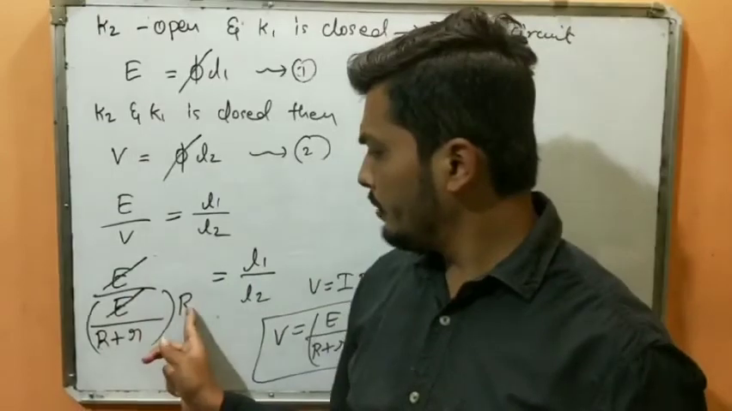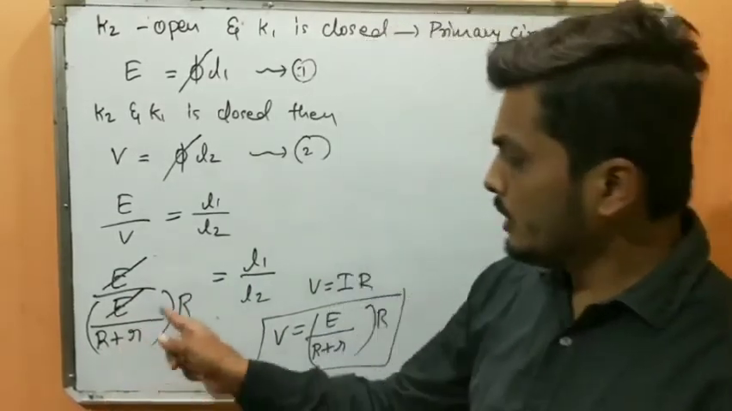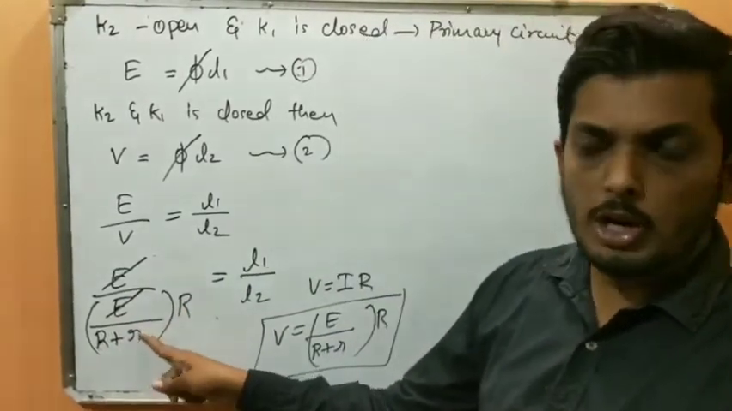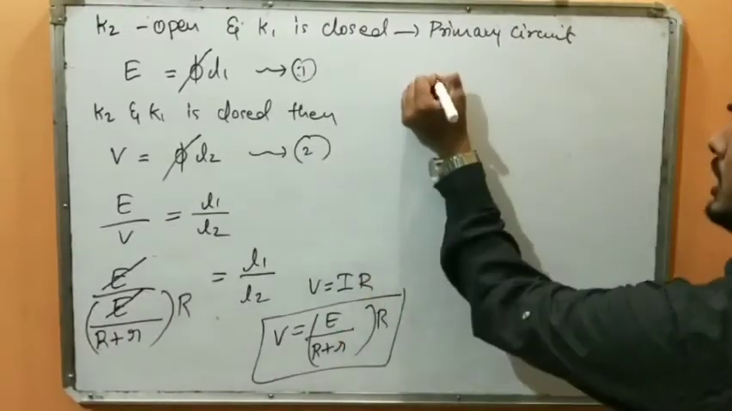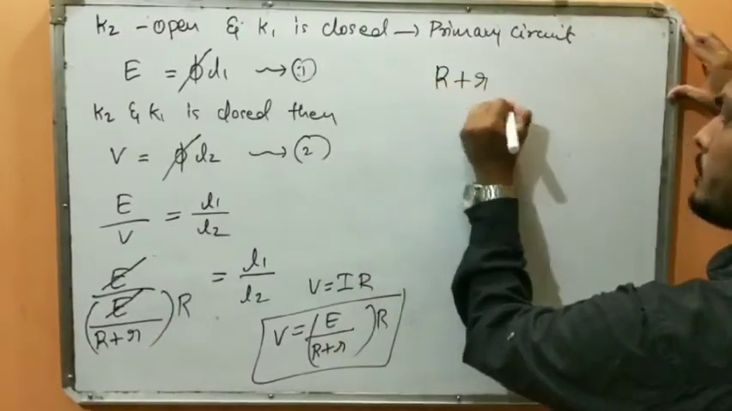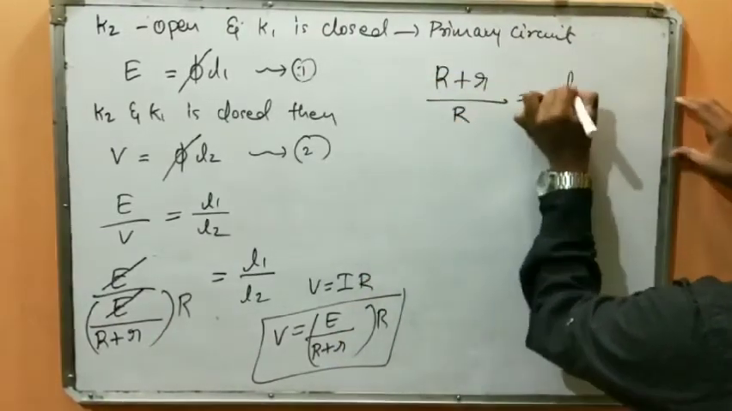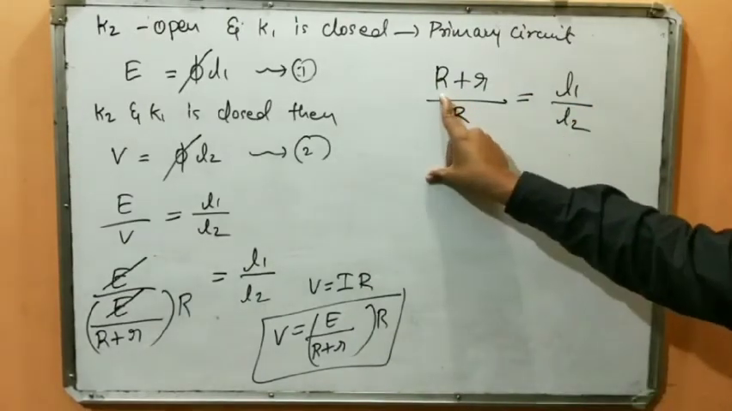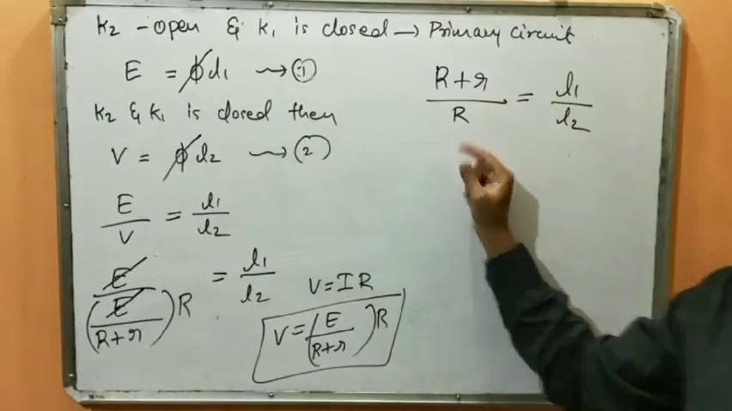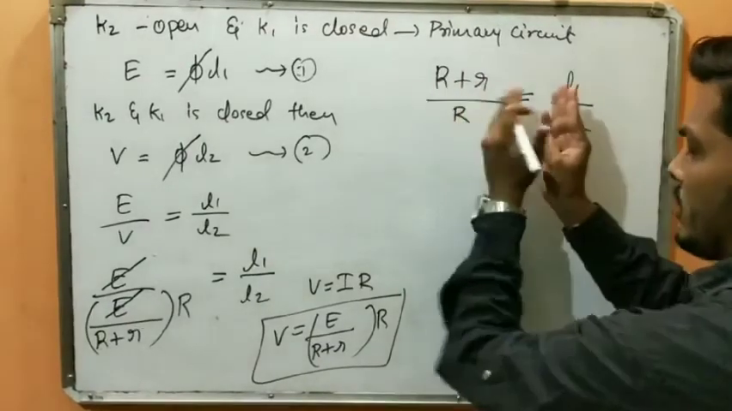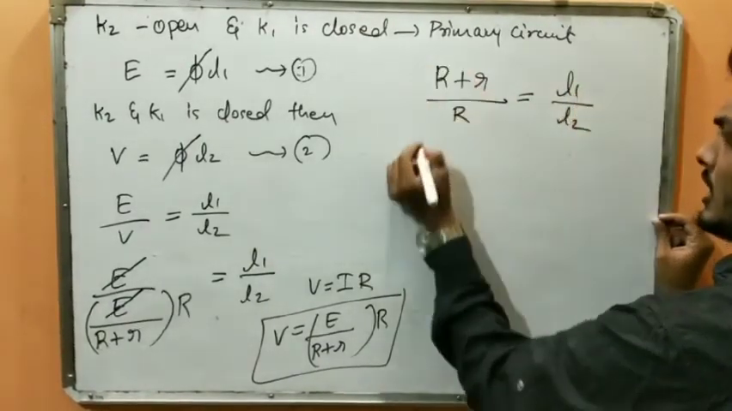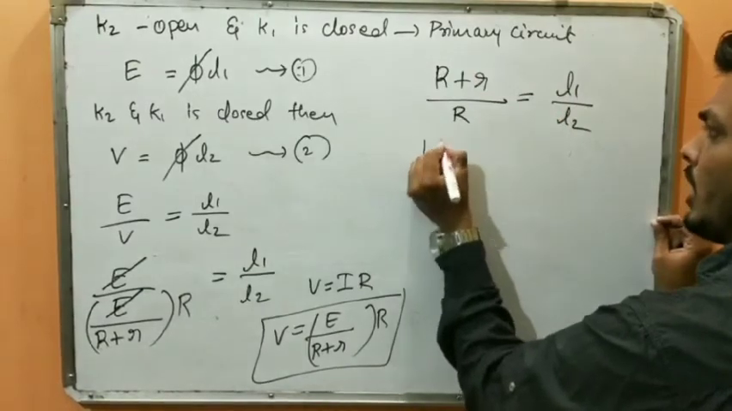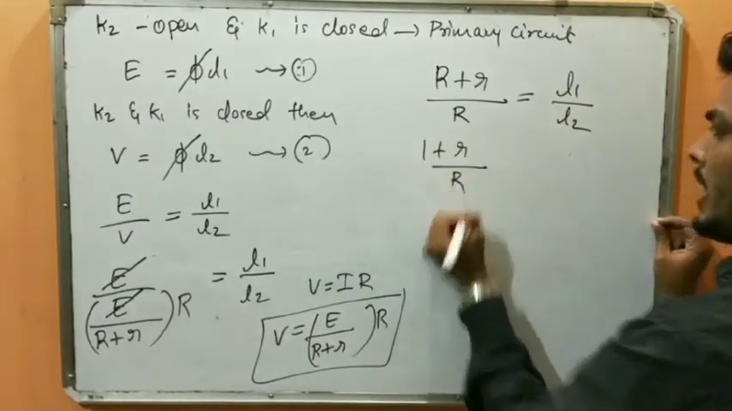What I am left with is R by R plus r. Now this is the denominator of the denominator, so it should be shifted to the numerator. So this becomes R plus r divided by R, equals L1 by L2. Again, capital R is the external resistance, small r is the internal resistance of the cell. So I will separately divide them so that R gets cancelled. So this will be 1 plus r divided by R.